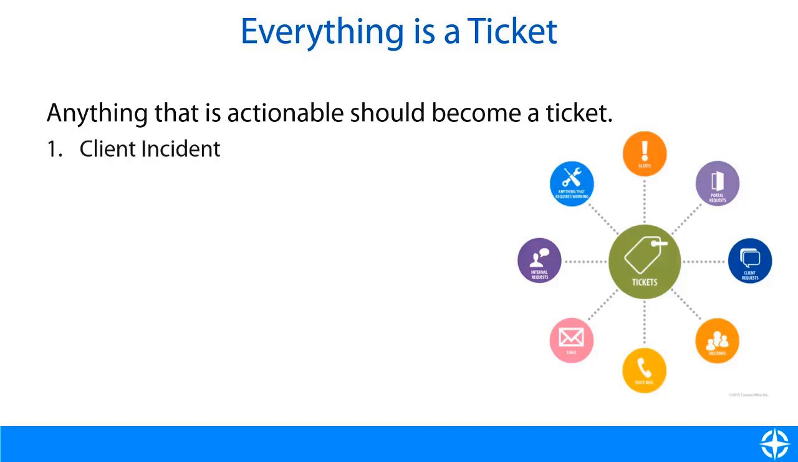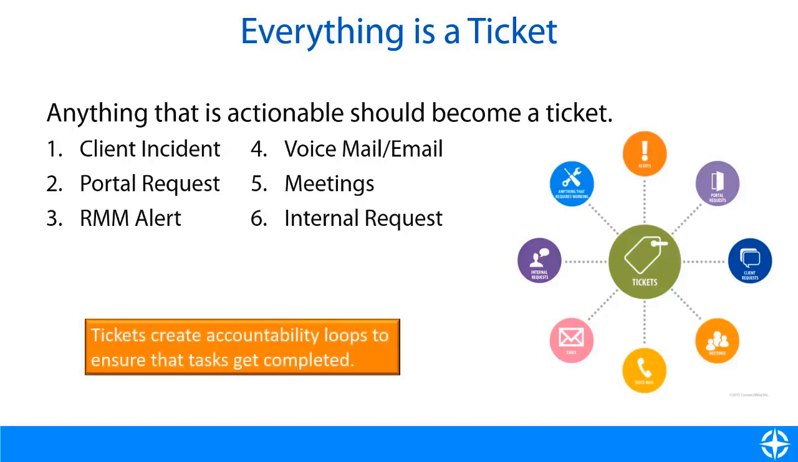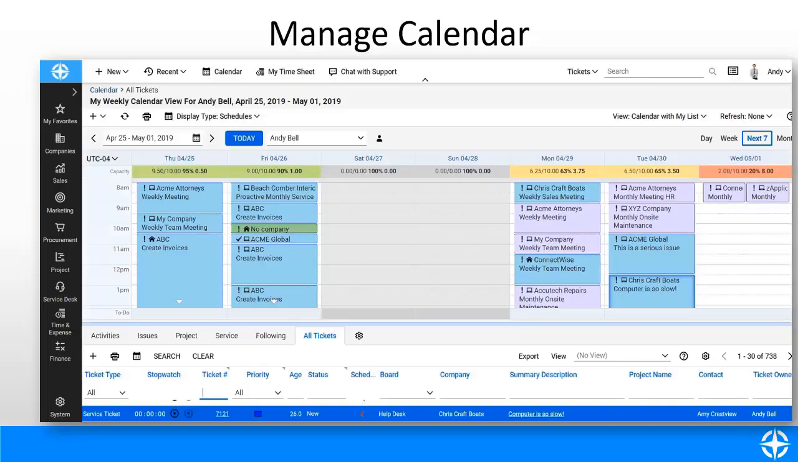For example, a client incident, a portal request, a remote monitoring alert, a customer voicemail or email request, a client meeting, even internal meetings or requests. These should all be service tickets in ConnectWise Manage. A ticket helps create an accountability loop so you can ensure that the task has visibility and will get completed. Then you can track its progress to conclusion, which can make you more confident about billing.